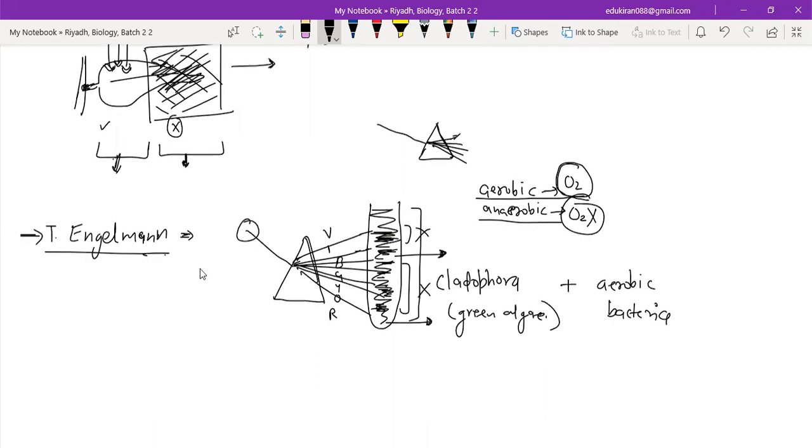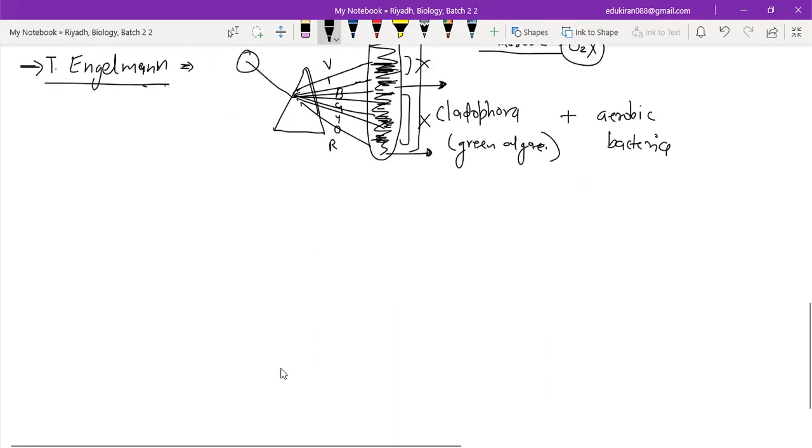I have explained the experiment to you. Now you have to just tell me the conclusion. What will you conclude? If you were Engelmann, what would you have concluded? More photosynthesis will take place there. Where? At the red and blue.